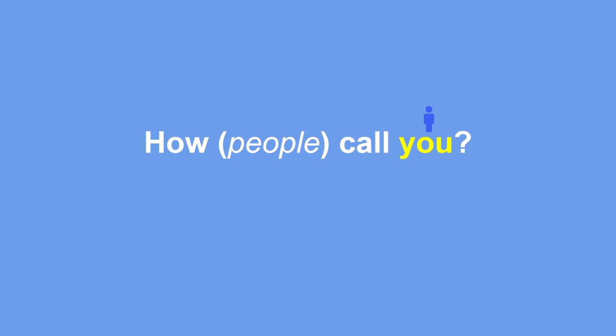So the sentence goes like this. How people call you without the word people being in the sentence. So we remember it will be Ech kor'im lecha. So this is the structure in Hebrew. Ech is how, kor'im it's they call, without the word they being in the sentence, lecha, to you. Ech kor'im lecha.